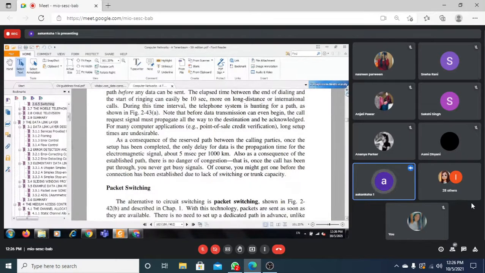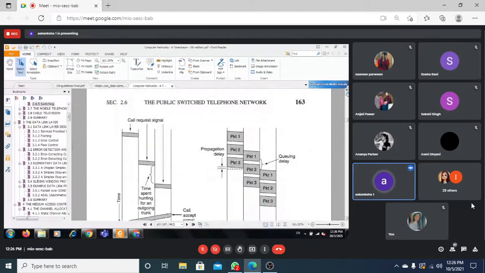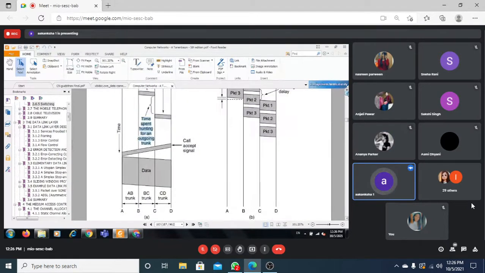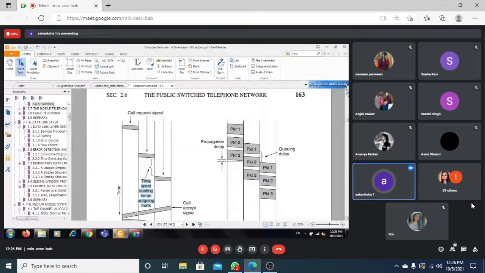So it may happen that in this kind of switching process, you may get busy signals before establishing the connection, before establishing the path between the sender and the receiver. But after you have established the path between the sender and the receiver, and the acknowledgement has been sent by the receiver and received by the sender, you will not get any congestion.